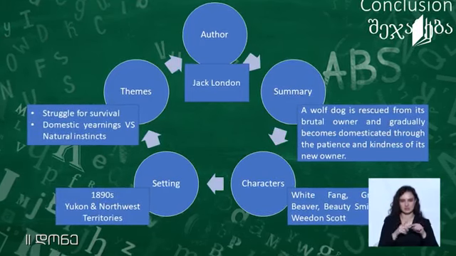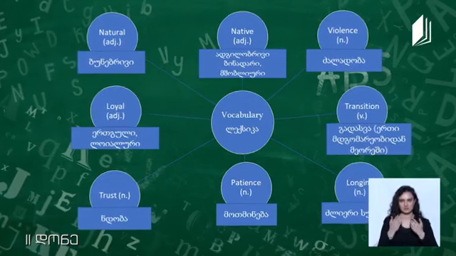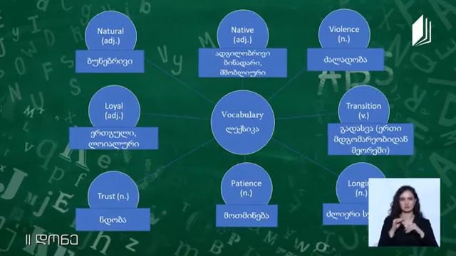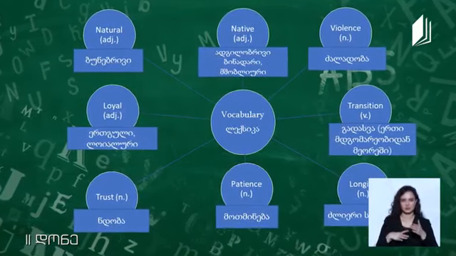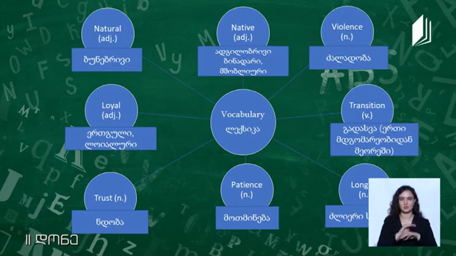This will be a good time to go over the vocabulary words from the beginning. Now, I'll read them out once more. Natural, native, violence, a transition, longing, patience, trust, and loyal.